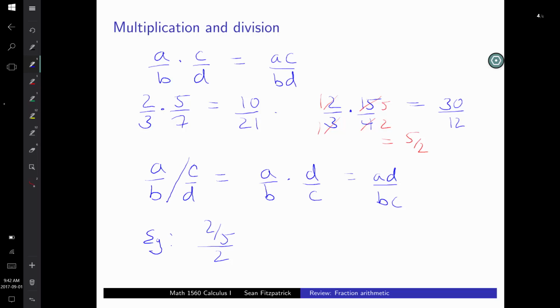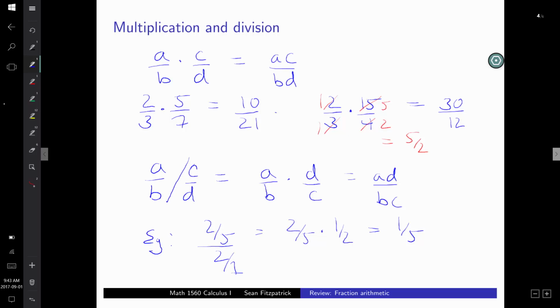Where is that 2? Well, what is 2? 2 is really 2/1. So really, dividing by 2/1 is the same thing as multiplying by 1/2. And well, now I can see what the answer should be. It should be 2/10, or if you like, 1/5.